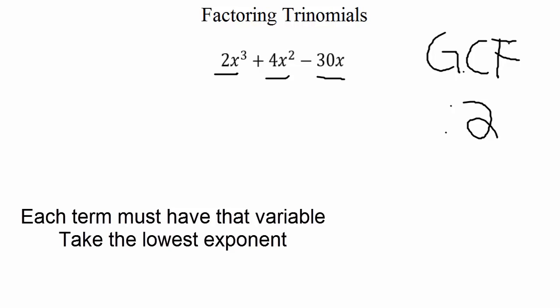So we need to take a look at the powers then. So in the first term, we have a 3. In the second term, we have a 2. And in this last term, remember, if there's not a 1 there, it's understood to be 1. So the lowest one out of these is the x to the first power. So I'm going to take that x to the first power. This means our greatest common factor is 2x.